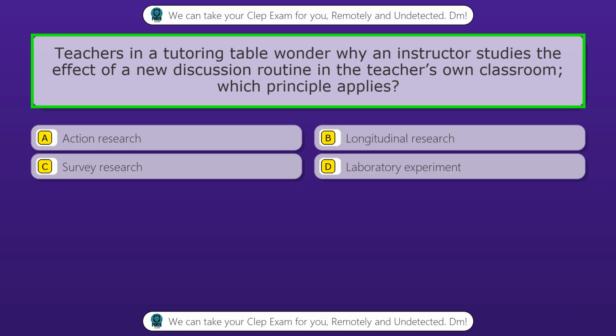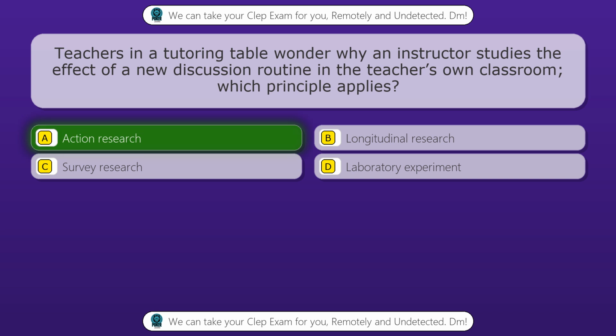Question 99. Teachers in a tutoring table wonder why an instructor studies the effect of a new discussion routine in the teacher's own classroom. Which principle applies? Option A, action research. Option B, longitudinal research. Option C, survey research. Option D, laboratory experiment. The correct answer is option A, action research.